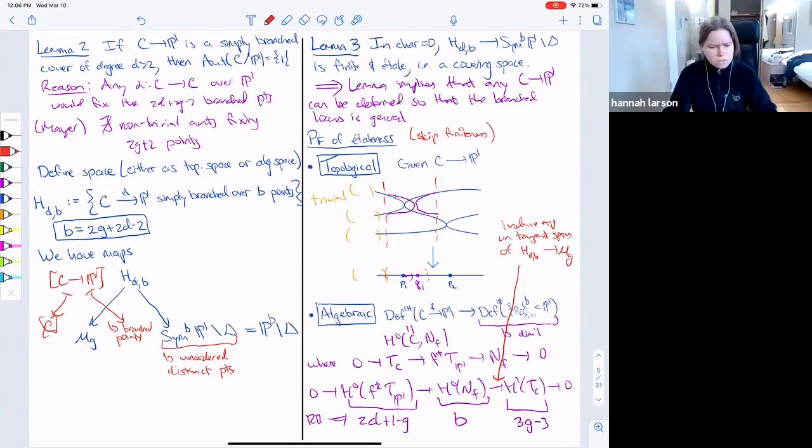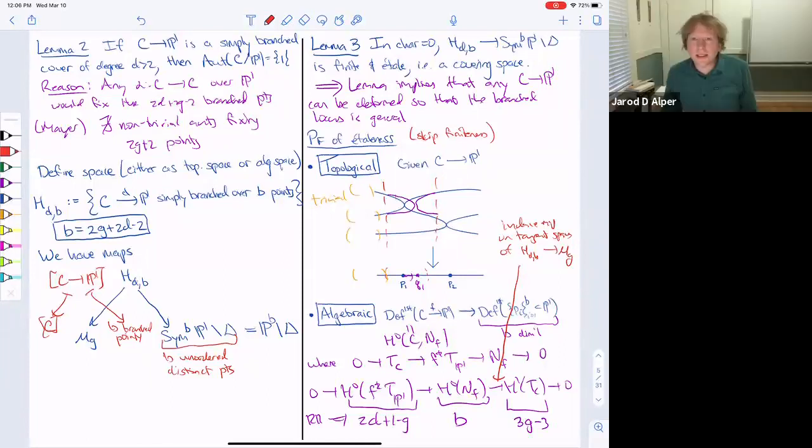Are we making some assumption about d being large? I'm assuming d is sufficiently large, yes. Okay. I'm always taking d to be sufficiently large. Are there other concerns here?